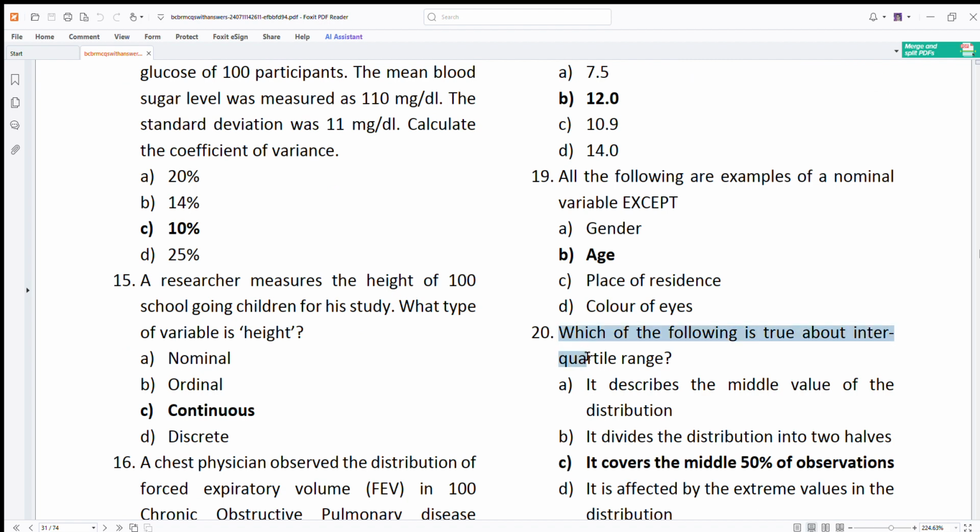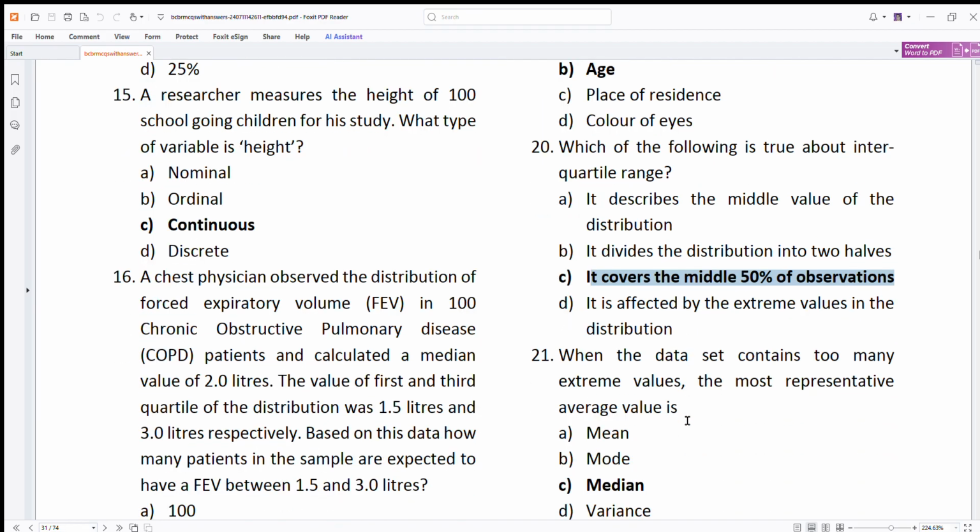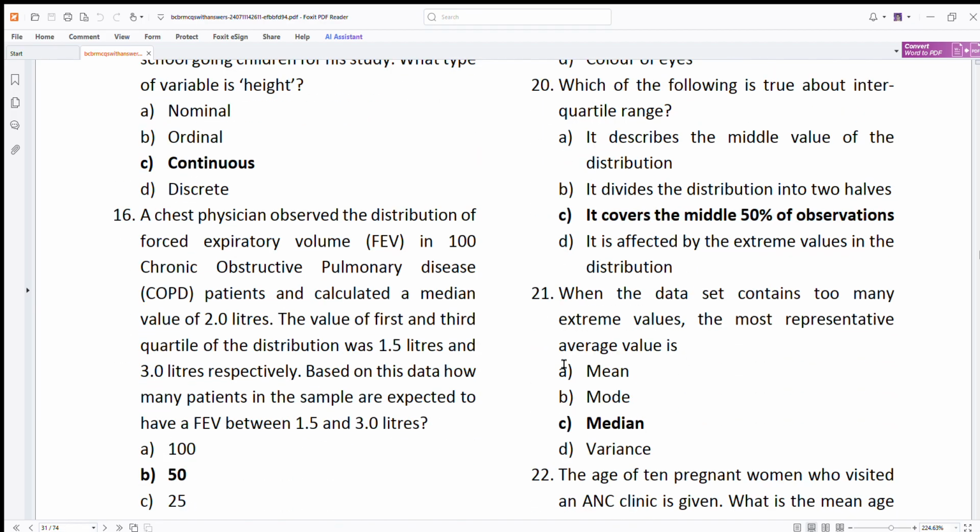Which of the following is true about interquartile range? It covers the middle 50. Yes, true. 25% to 75%, Q1 to Q3. Then, when the data has too many extremes, what is the most representative average value? If too many extreme values, then we will go with the median.